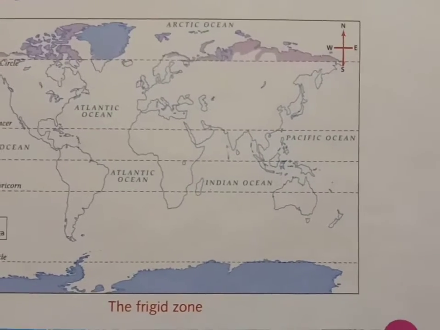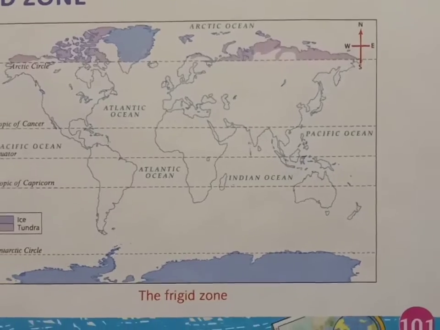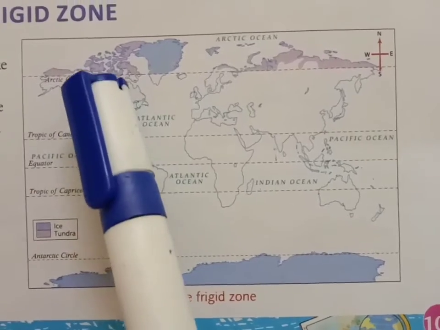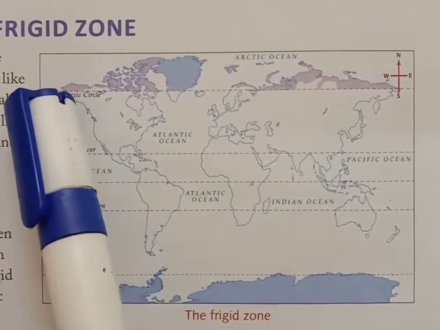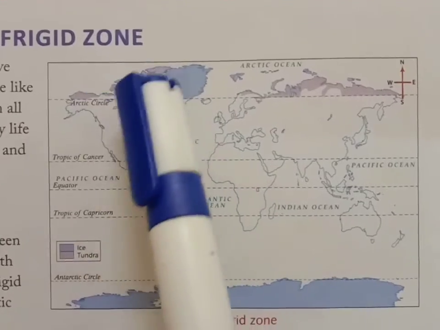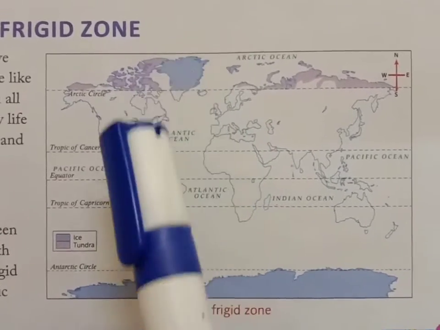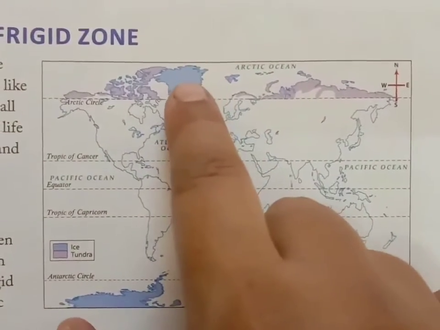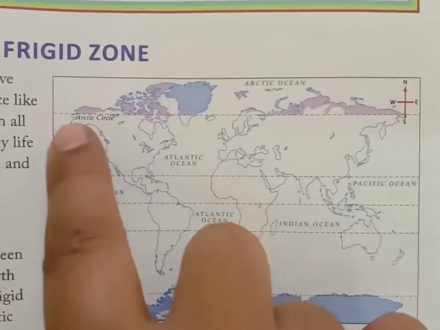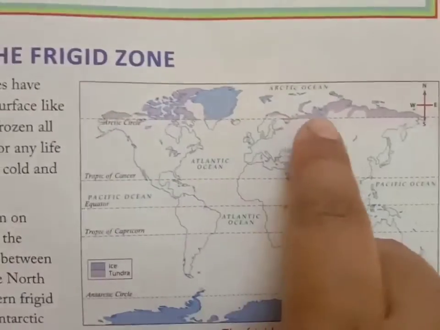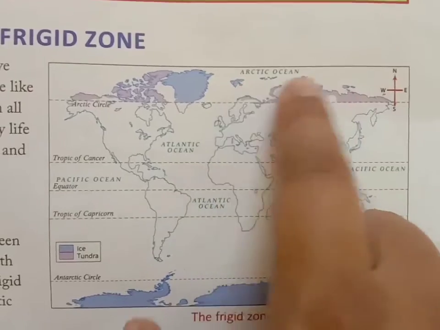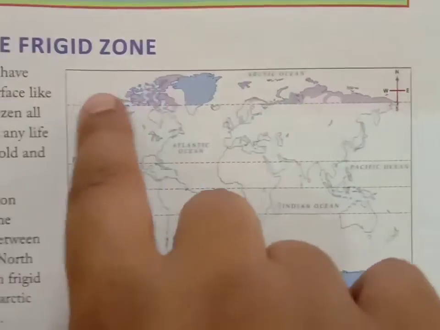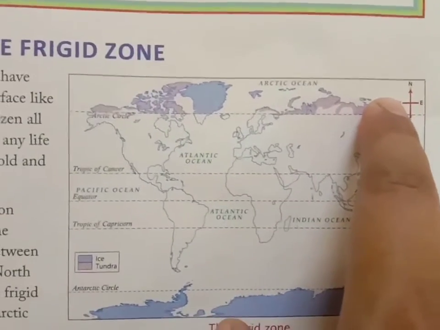Students, here I want to show you where the frigid zone is in the world. You can see this place, this is northern North America, and this is the Arctic Circle. This one is called Greenland. This is Iceland, this small place. This is Greenland. And this place of North America is a small part of Alaska. And here you can see the whole upper part of Asia and Europe all lies in the Arctic Circle. So this total place is called the Arctic Circle.